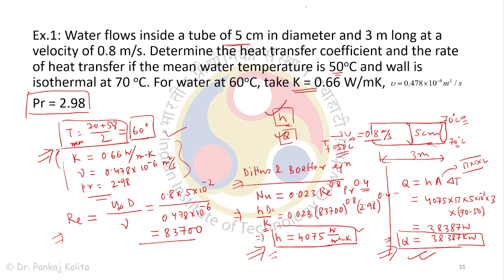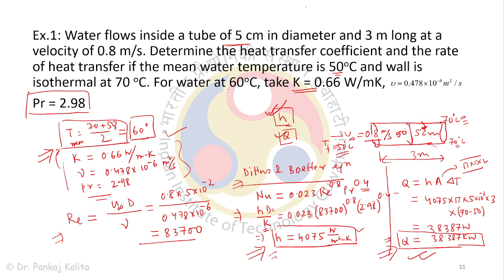Note that here the heat transfer is between your wall and your fluid, right? So it's a convection problem. So we are talking about h, the heat transfer coefficient due to convection, and the rate of heat transfer if the mean water temperature is 50 degrees Celsius and the wall is isothermal at 70 degrees Celsius. So your water is at 50 degrees Celsius and your wall is at 70 degrees Celsius. So what is happening is heat is transferring from the wall to the water, right? So it's a case of water heating.